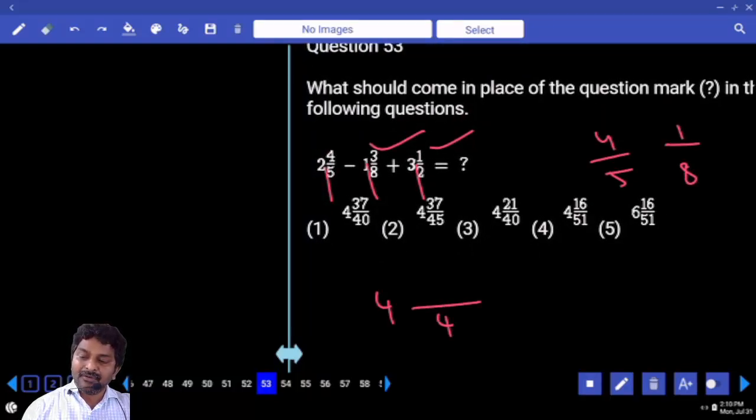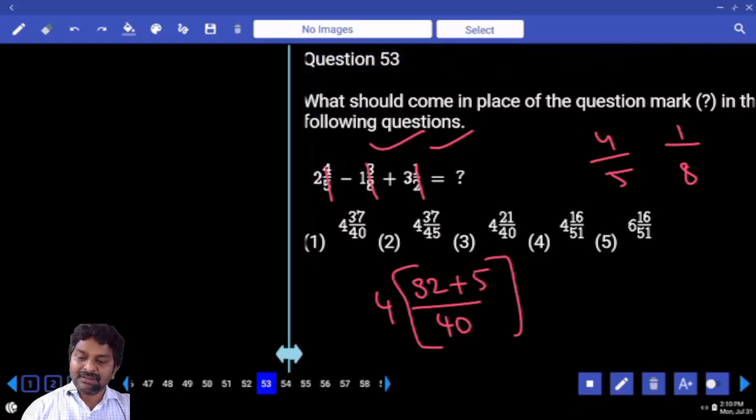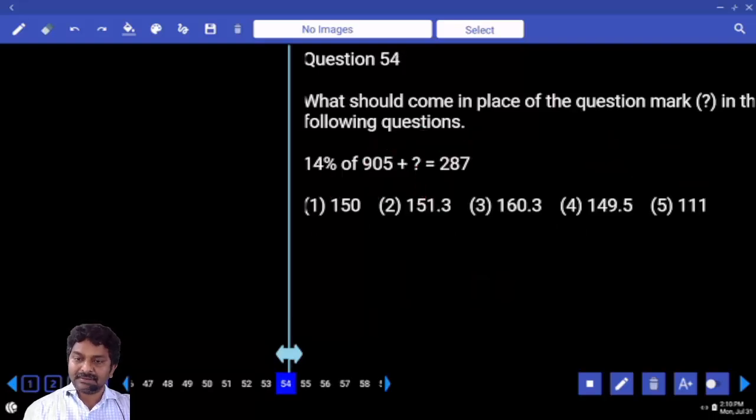LCM of 5 and 8: 8 times 4 is 32, plus 8, 5 times. What is the fraction? 37 by 40. First option. Next.